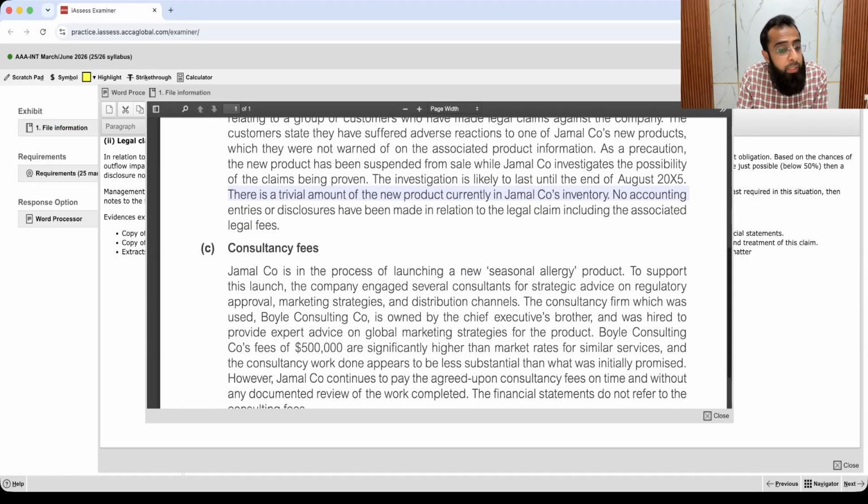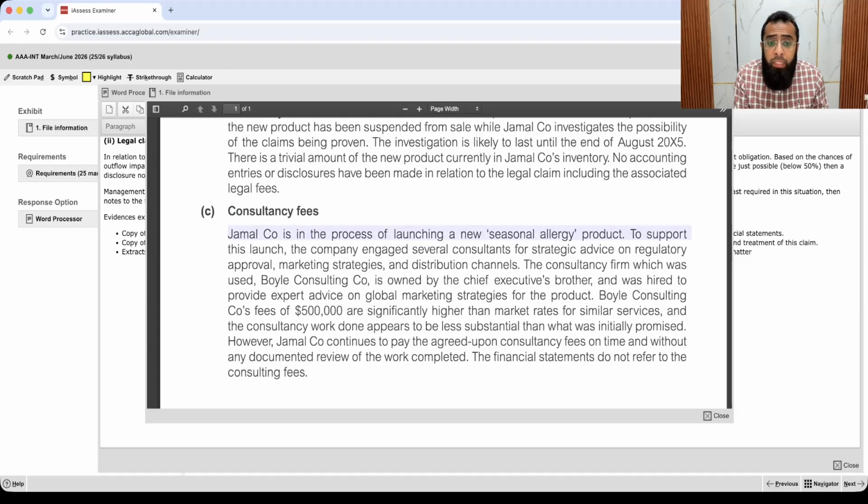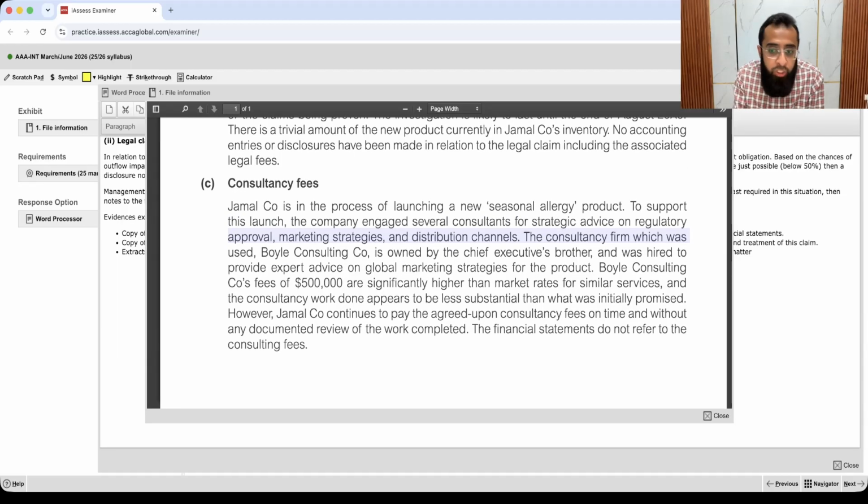Coming back to the scenario, consultancy fees. Jamal company is in the process of launching a new seasonal allergy product. To support this launch, the company engaged several consultants for strategic advice on regulatory approval, marketing strategy, and distribution channels. The consultancy firm which was used, Boyle Consulting Company, is owned by the chief executive's brother, related party transaction, and was hired to provide expert advice on global marketing strategies for the product. A simple related party transaction.